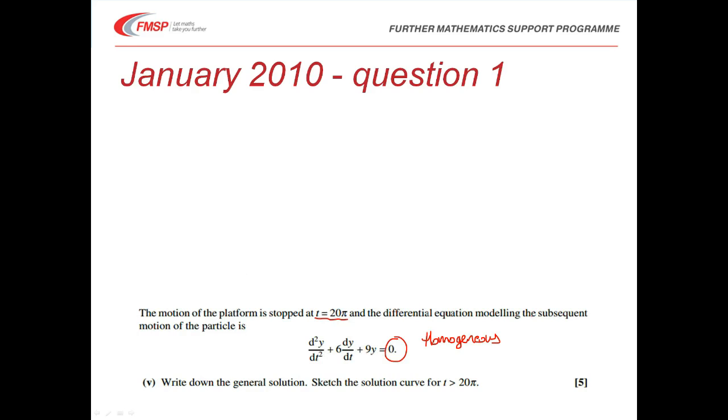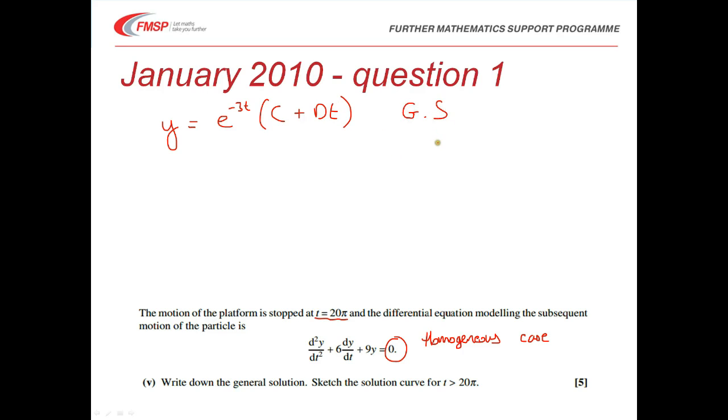However, this is a different setup, so if you wrote down the same solution with the same letters, you would not get the marks. What you need to realize is, since this is just a homogeneous case, the solution will look the same, which means it will have the e to the minus 3t, but we need to be aware that the constants may be different. In fact, they almost certainly will. So using a and b again would be a bad idea, but using the next letters might be just a good idea. So I think something like this would be the general solution.